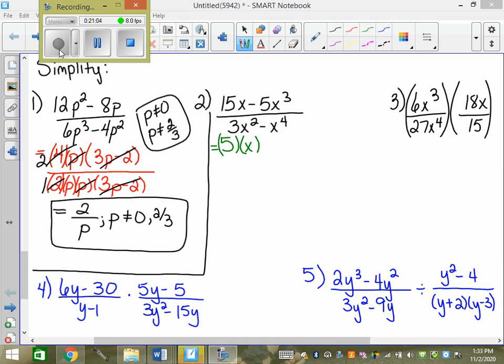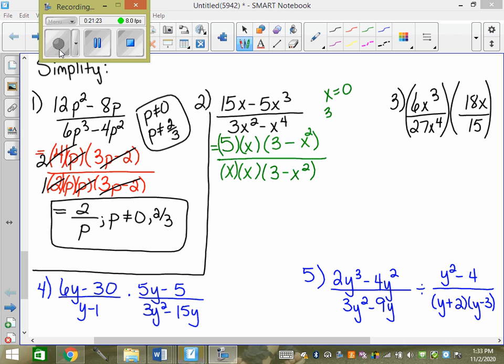So we have 5 and an x, and then we have 3 minus x squared on the top, sorry. On the bottom, we take out an x squared, so an x and an x. And we're left with 3 minus x squared. Now, x can't equal 0 is my MPV. The other one's the one that people get wrong.